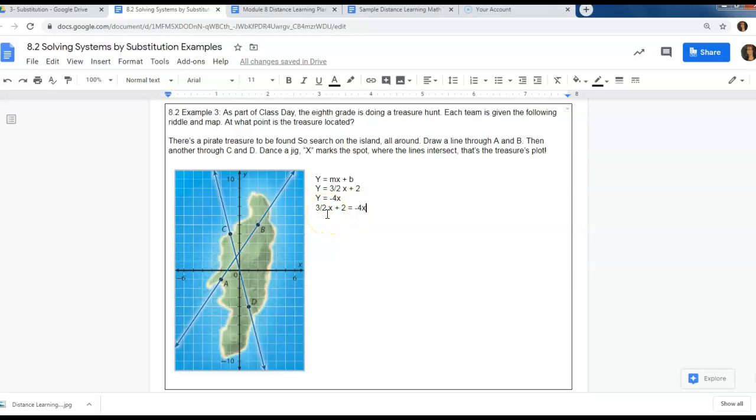Now, those halves, the fractions are throwing me off, so let's get rid of that half. How do we get rid of that half? Multiplying everything by 2. So I'm going to put parentheses on everything because I don't want to have fractions, and I multiply everything by 2. Right here, 2 times 3 is 6, divided by 2 is 3. So right here, I'm going to have 3x, there's the x right there.